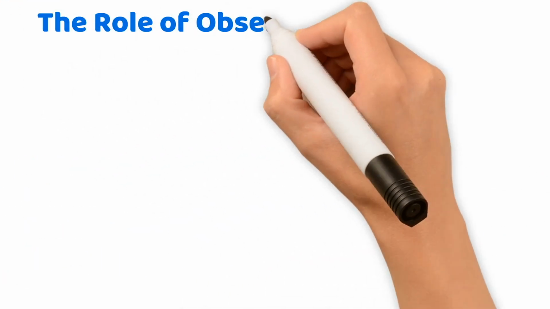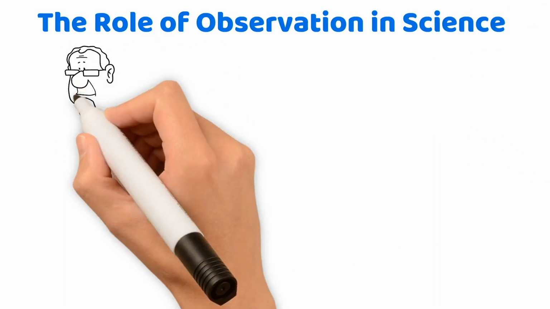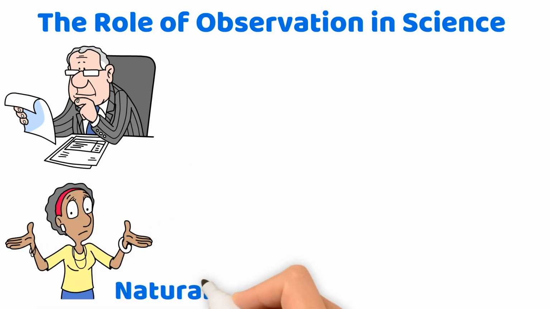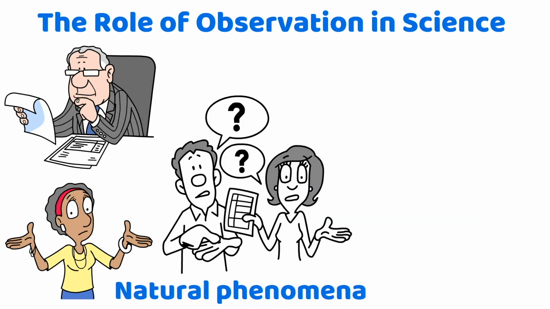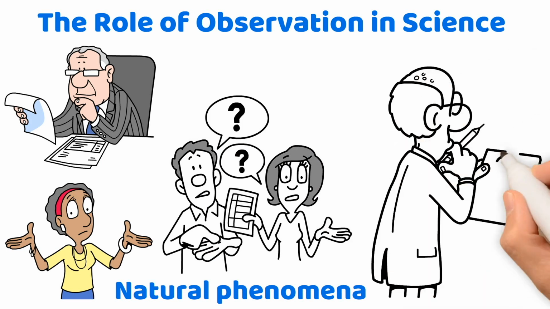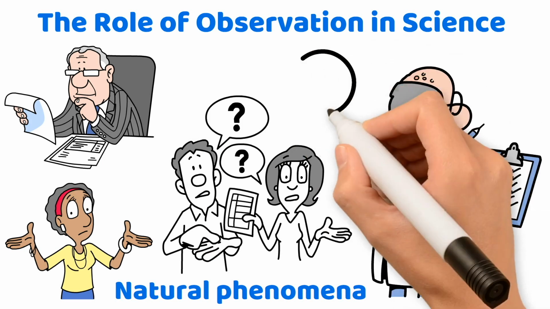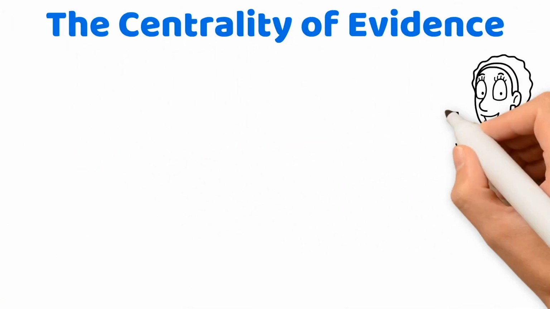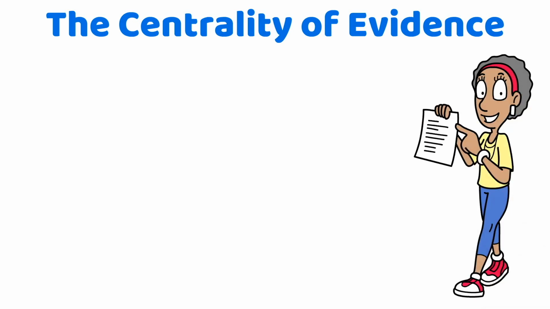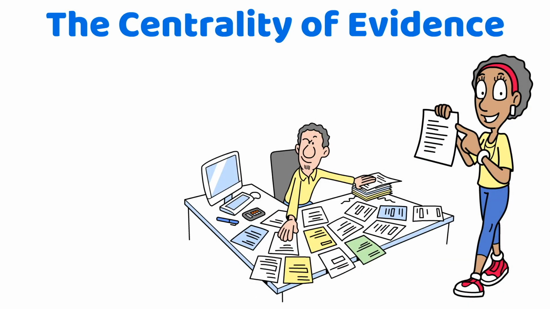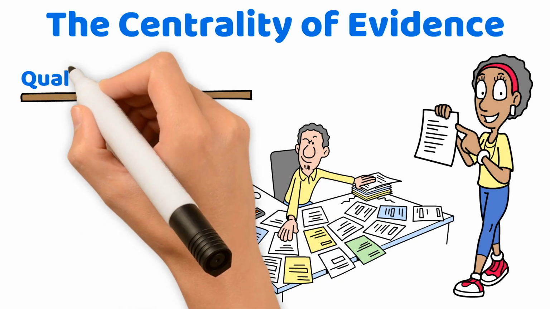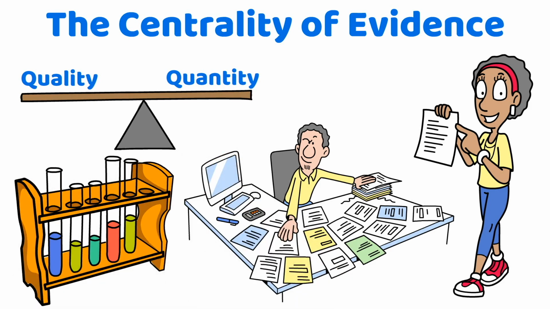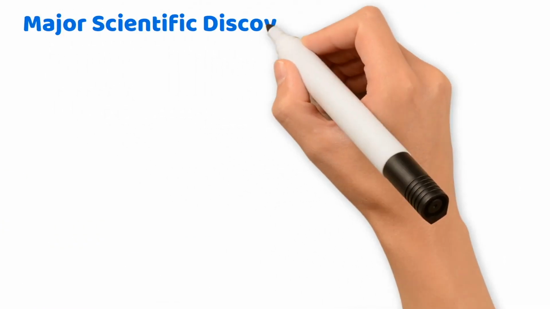The role of observation in science. Observation is the cornerstone of scientific inquiry. It involves meticulous noting and recording of natural phenomena, leading to questions and hypotheses. Through observation, scientists detect patterns and anomalies that challenge existing knowledge and spur further investigation. The centrality of evidence. Evidence is the backbone of science, providing empirical support for theories and hypotheses. The credibility of scientific knowledge hinges on the quality and quantity of this evidence, gathered through various methods like experiments and simulations.